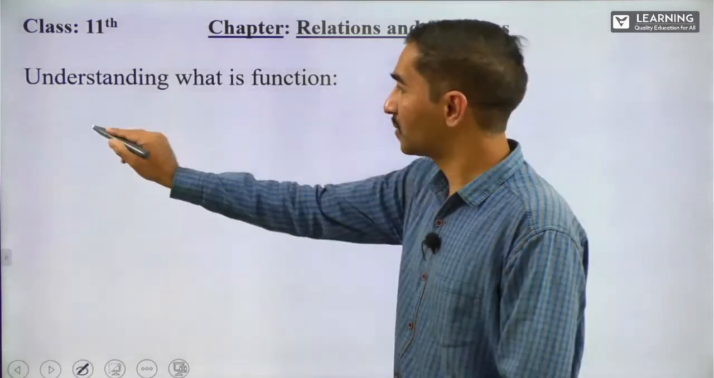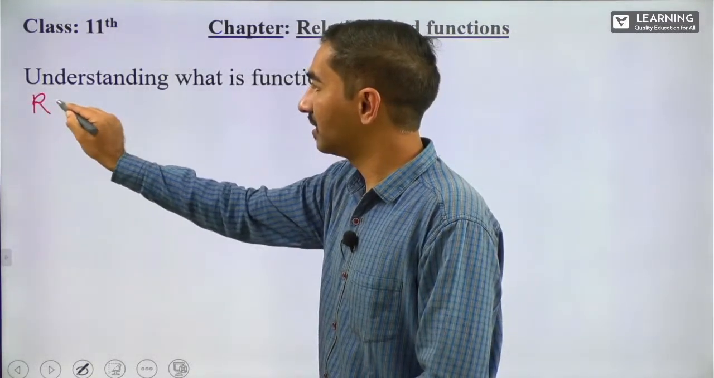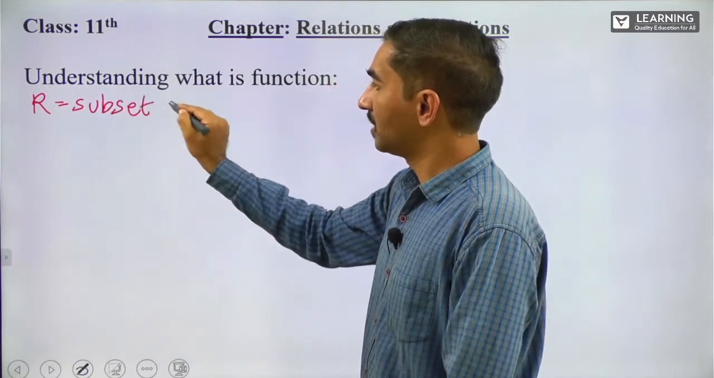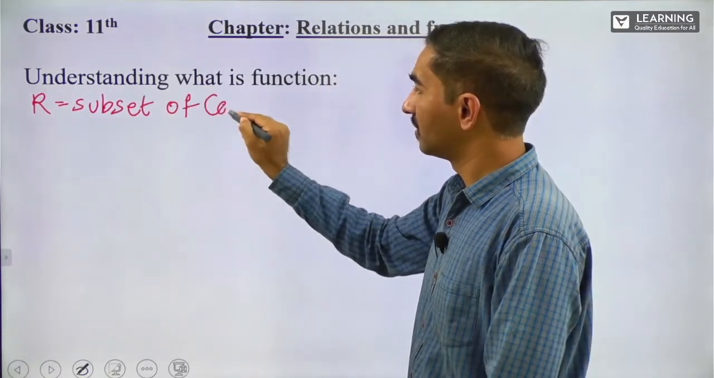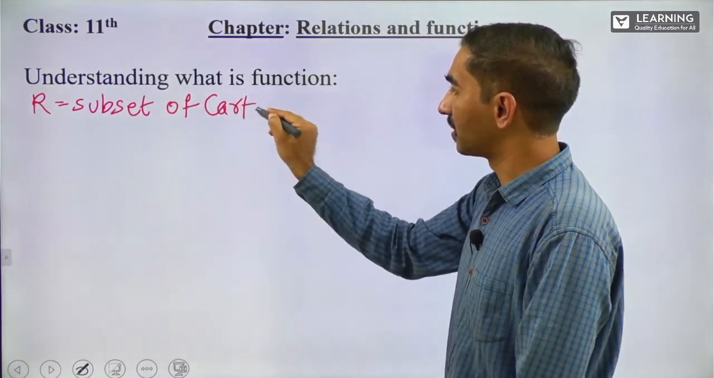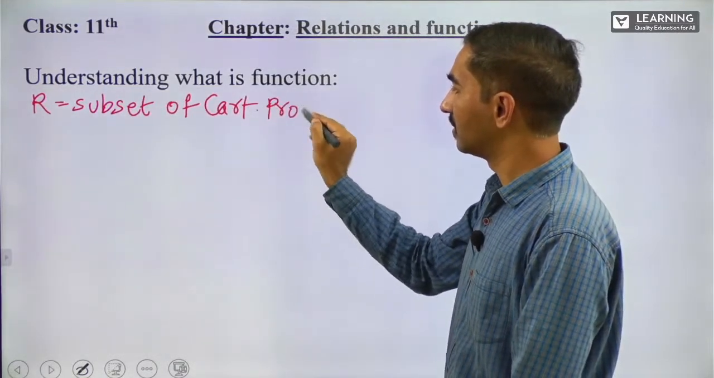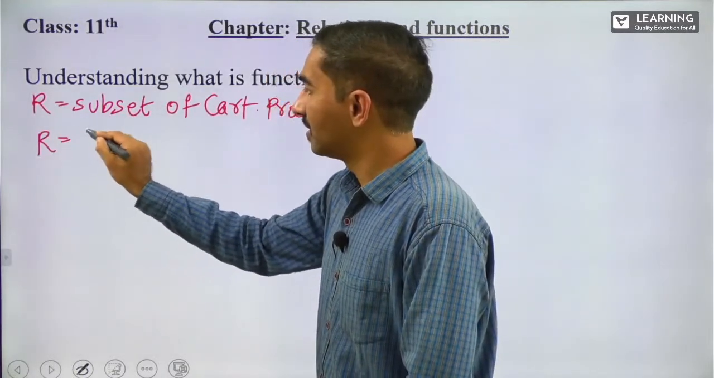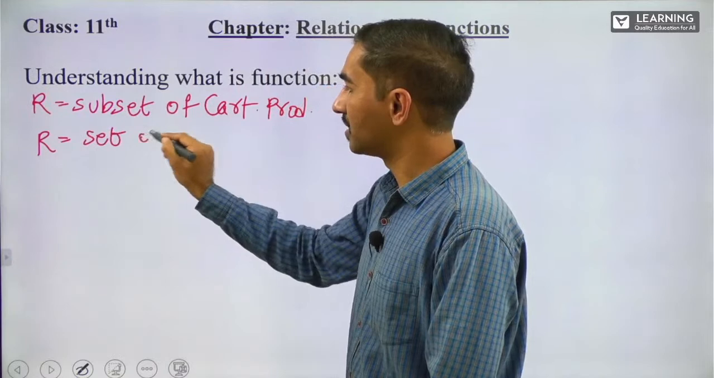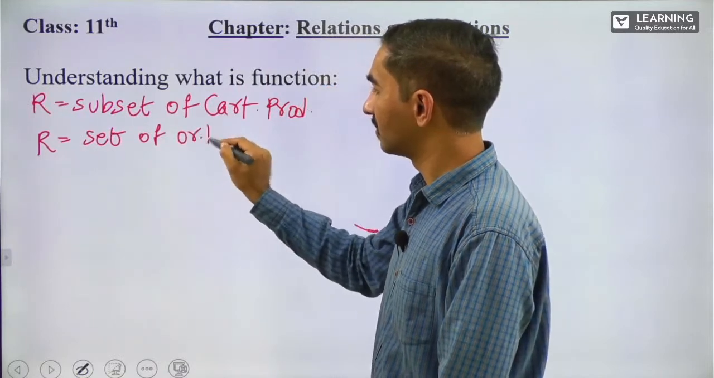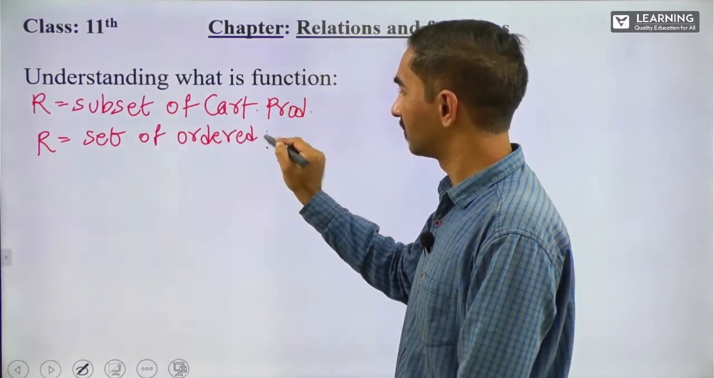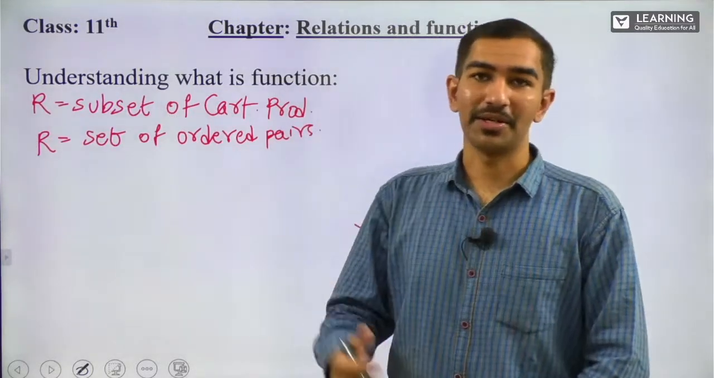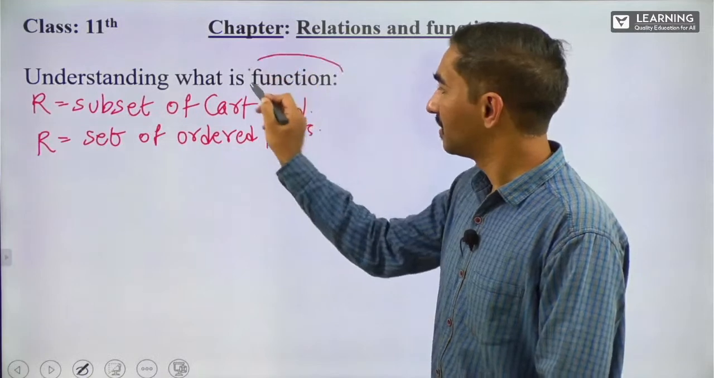So what is relation, students, will write here. Relation is nothing but a subset of Cartesian product, and relation is also defined as a set of ordered pairs. So today what we are going to see is the next topic, that is nothing but called function.